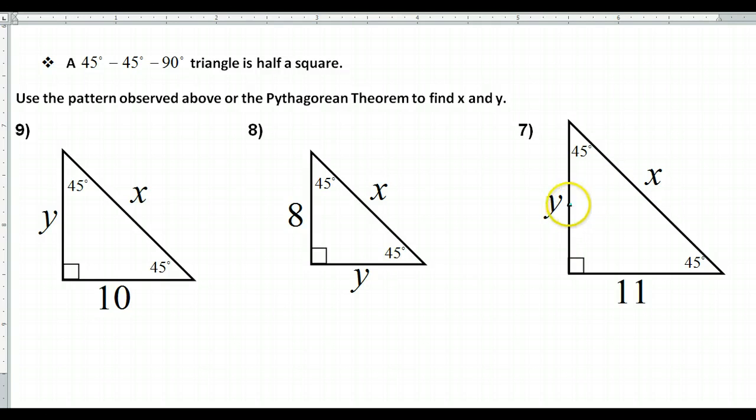So since this is half of a square, what's going to be the value of y? This is going to be 11, because this is half of a square, so these sides will be the same. So guess what x is going to be? 11 radical 2. Okay, so what's y going to be? 8. And what's x going to be? 8 radical 2.